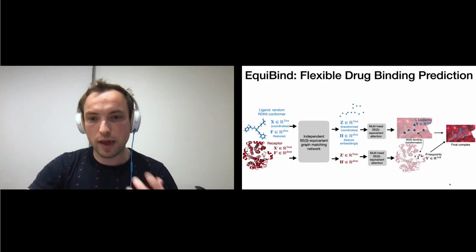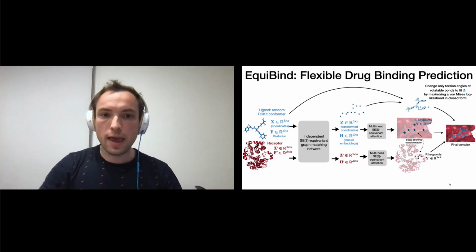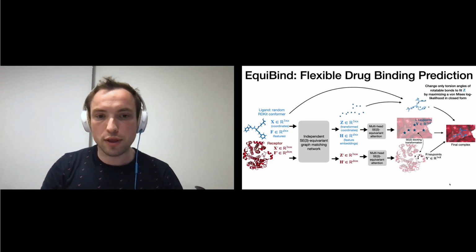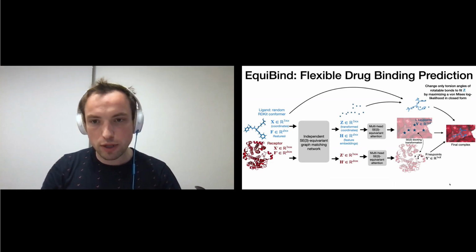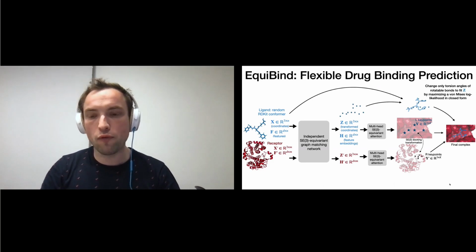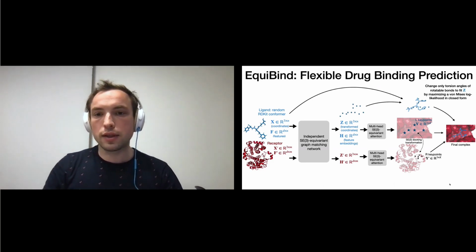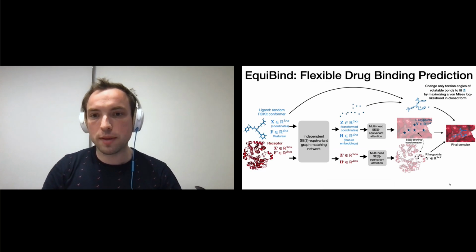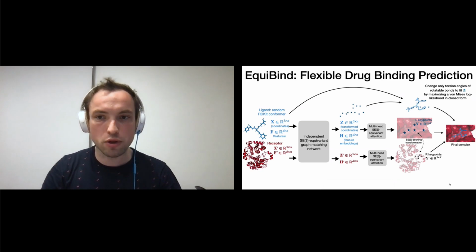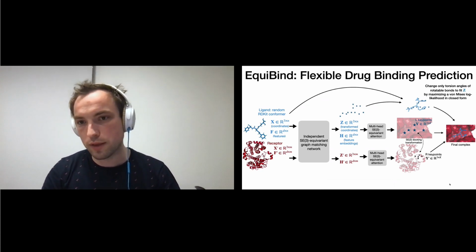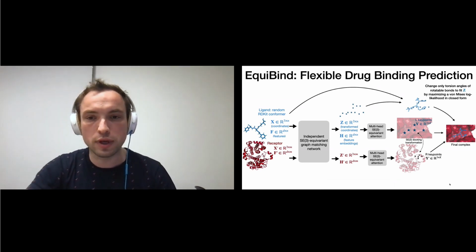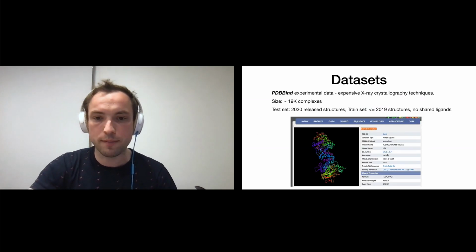This is going to give us an SE(3) docking transformation, and additionally takes the transformed coordinates of the ligand and trains them with an additional loss to represent the bound coordinates of the ligand. And in order to obtain biologically plausible deformations of the ligand, we are going to change only torsion angles of rotatable bonds of the initial conformer to fit the transformed coordinates by maximizing a von Mises log likelihood in closed form as a post-processing step.